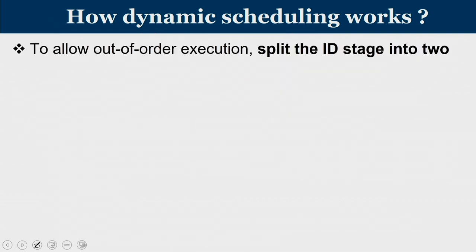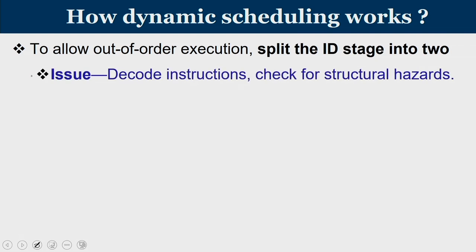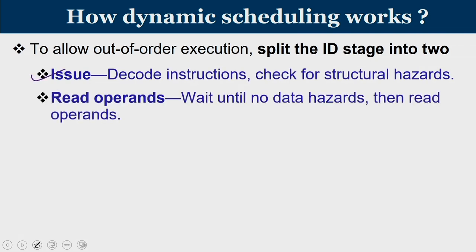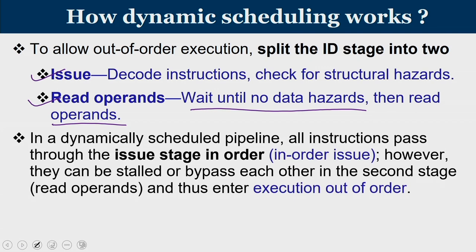Now, to allow out of order execution, what we do is we split the ID stage into two. Stage one is known as issue: decode the instructions and check for structural hazards if any. If there is no structural hazard, then you go to the read operands phase, wait until there is no data hazard and then read operands. In a dynamically scheduled pipeline, all instructions pass through the issue stage, stage number 1, in order, that is called in-order issue. However, they can be stalled or bypass each other in the second stage, read operands, thus entering execution out of order.